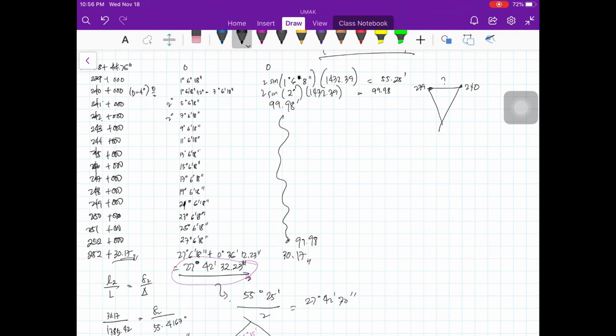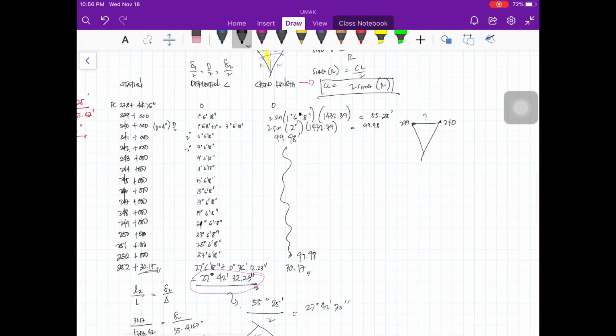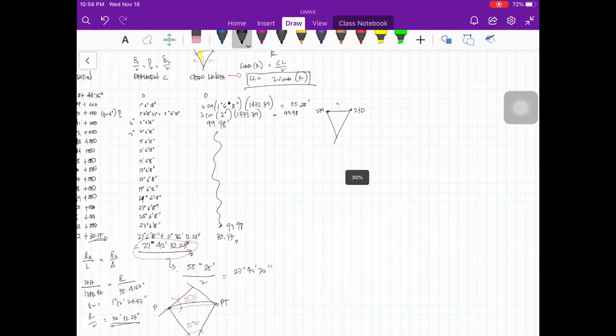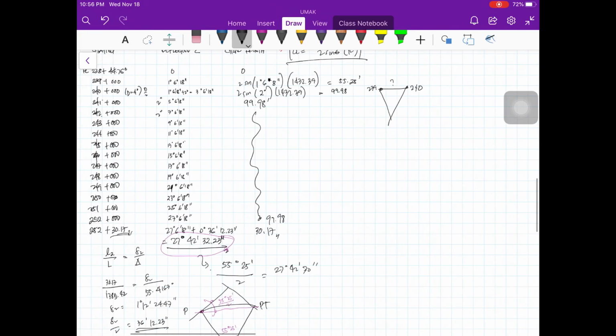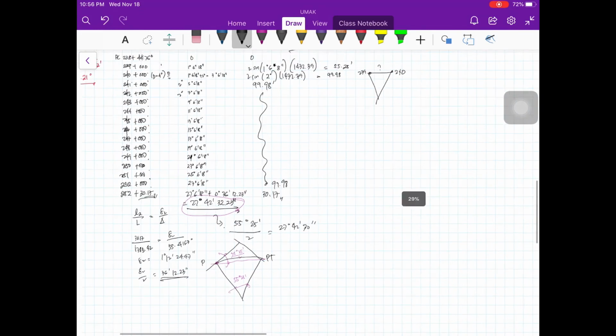Meaning to say, we were able to determine the deflection angles of the different stations and the chord length of the different stations. So if we put it into layout, how many stations are there? 1 2 3 4 5 6 7 8 9 10 11 12 13 14 15. So there are 15 spaces.